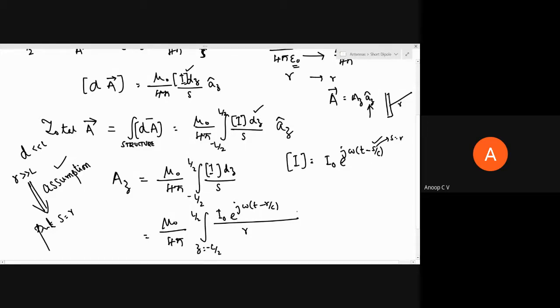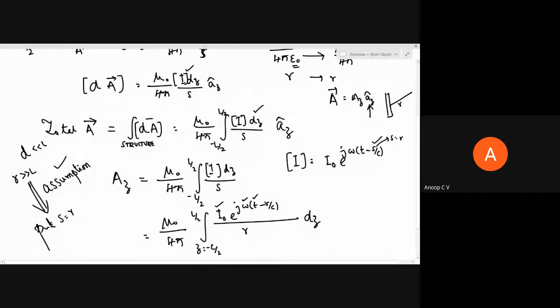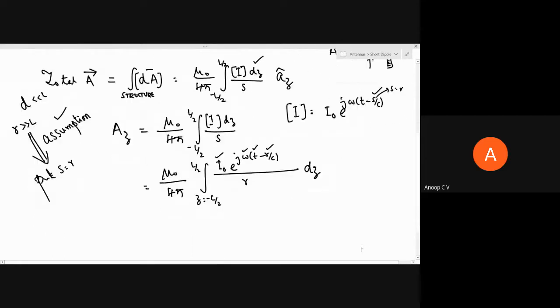So this times dz. Here, do we have any z dependent term? I naught is a constant, omega is a constant, t is independent of z, R again is a constant. Wherever you consider z, R is the distance of the point from the center of the antenna. C is independent of Z. So I can take this entire thing outside the integral.